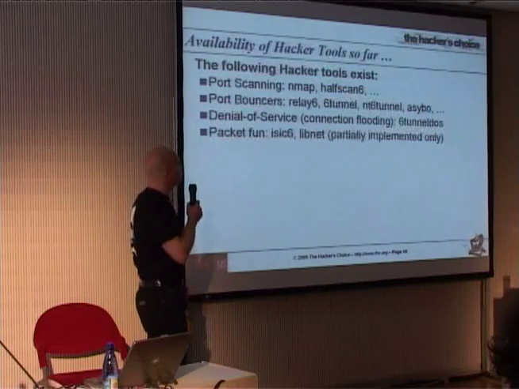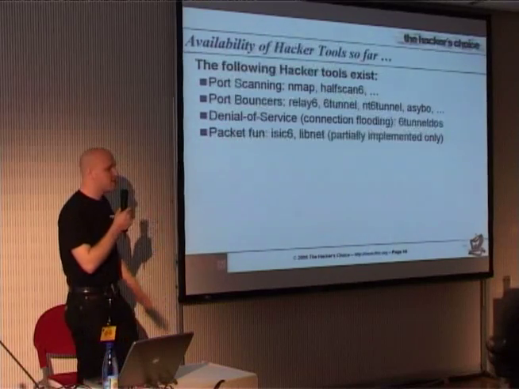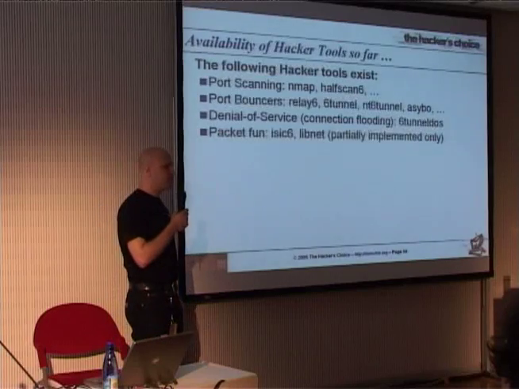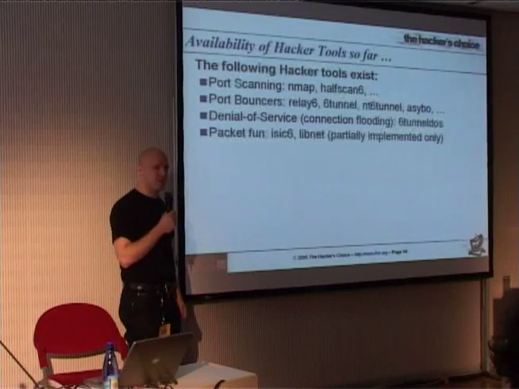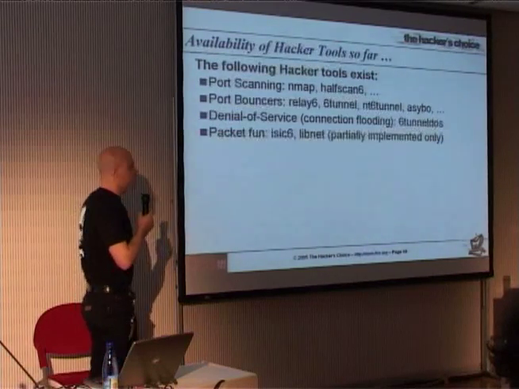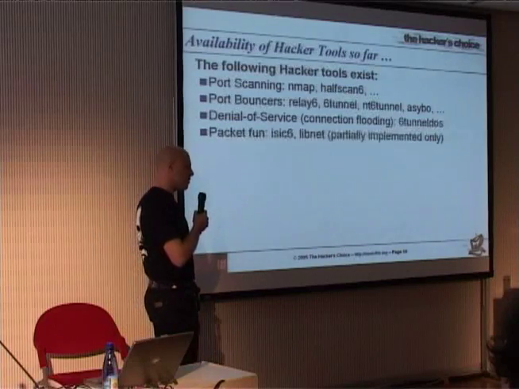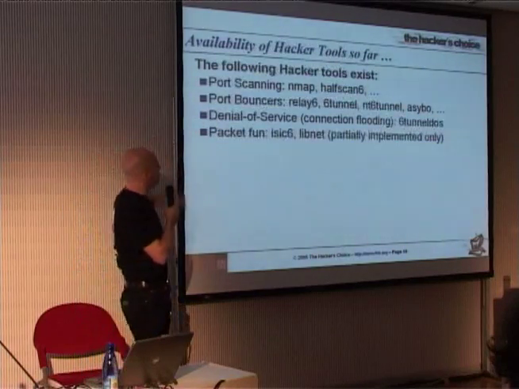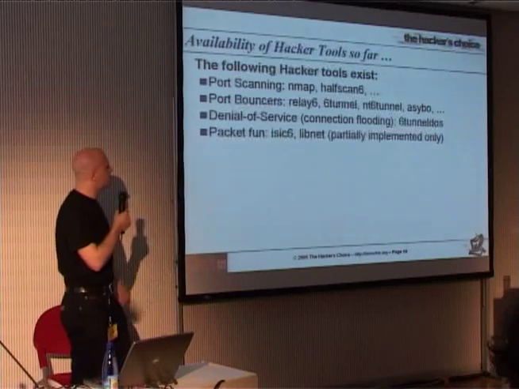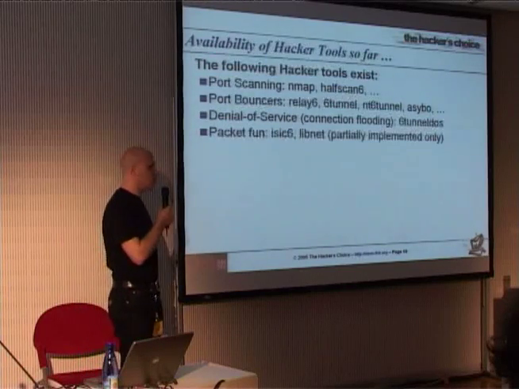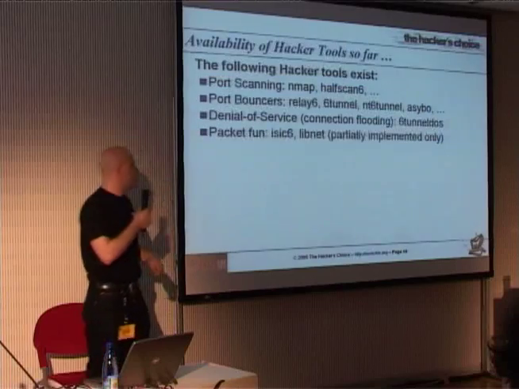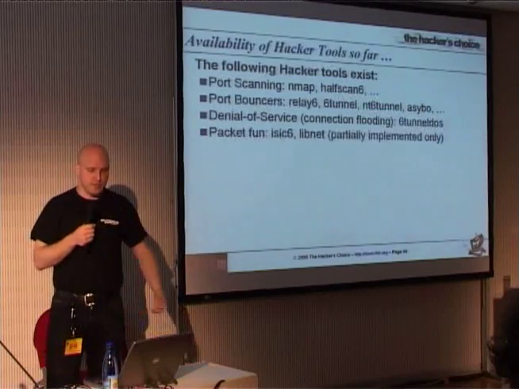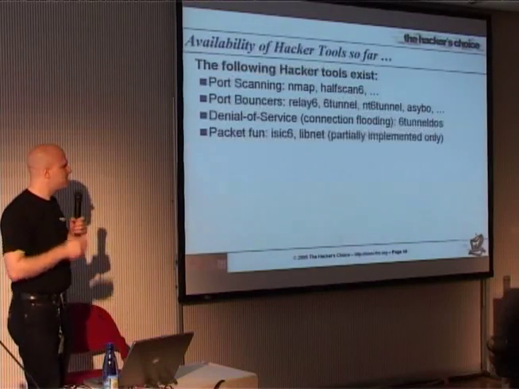So we have some port scanning tools like Nmap, HalfScan6. There's a patch for strobe, but they're not working very well. You can have lots of problems because, why doesn't Nmap let me scan? Well, there are reasons for that, but that doesn't matter. There are some port bouncers, like Relay6, tunnel tools, connection flooding tools, and some packet stuff like libnet and i66.